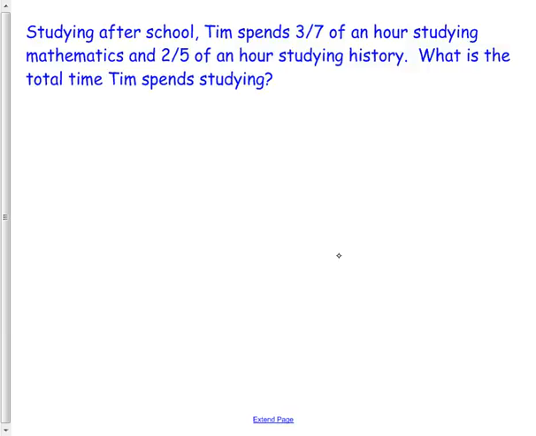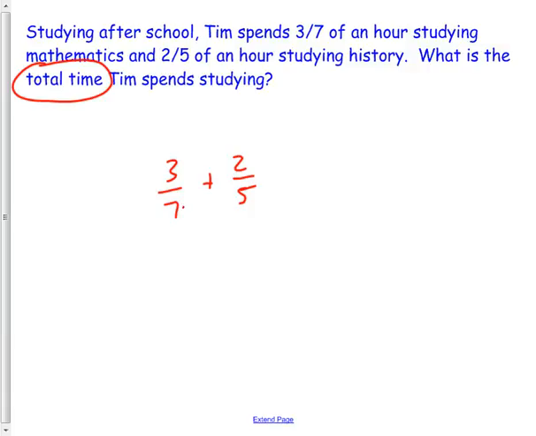Okay, so some word problems. Again, these questions are just like the ones you're going to have on your test. Studying after school, Tim spends 3/7 of an hour studying mathematics and 2/5 of an hour studying history. What is the total time Tim spends studying? So whenever it says total time, we want to add. So let's go 3/7 plus 2/5. Think of a common denominator here.